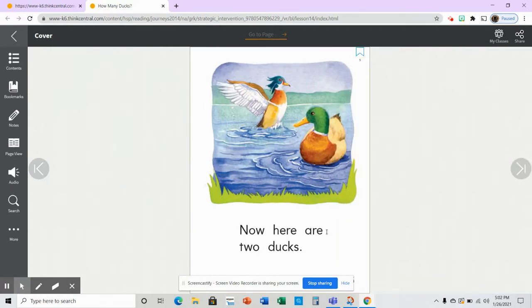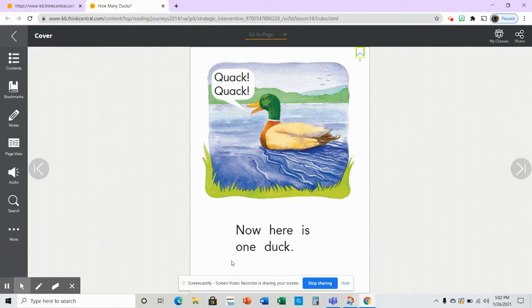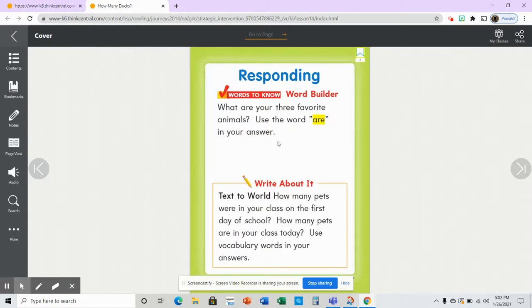Now, here are 2 ducks. So let's see what's going to happen on the last page. Do you think there's going to be more ducks or 1 less? Now, here is 1 duck. And what do you think a duck would say? Quack, quack. Very good.